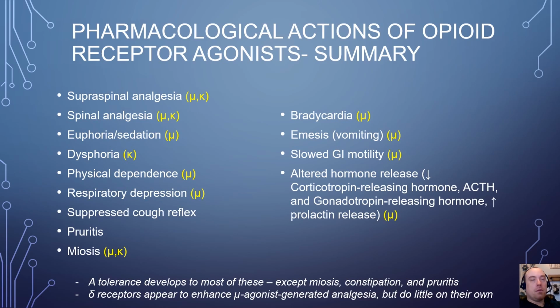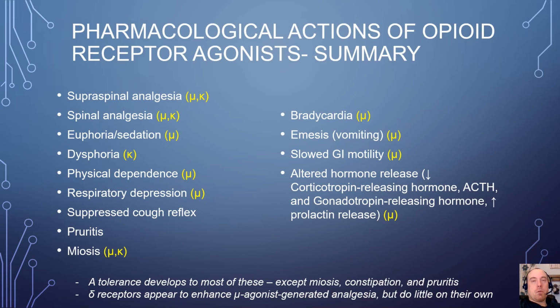Physical dependence, respiratory depression. So physical dependence, we're going to talk about the difference between that and addiction and tolerance. Suppress cough reflex, I don't have that there, but it's the mu-opioid receptor. Pruritus is a strange effect that is from histamine release. Miosis, or constriction of pupils. Bradycardia, emesis, which is vomiting, slow GI motility, and then, like I said, all the endocrine effects. So all these hormones can be affected here.